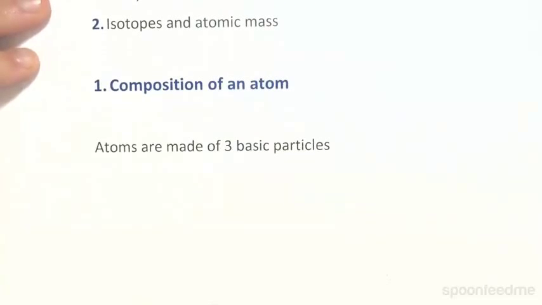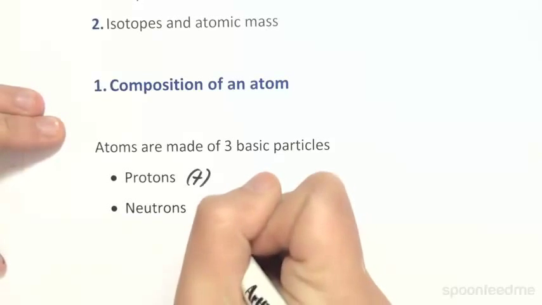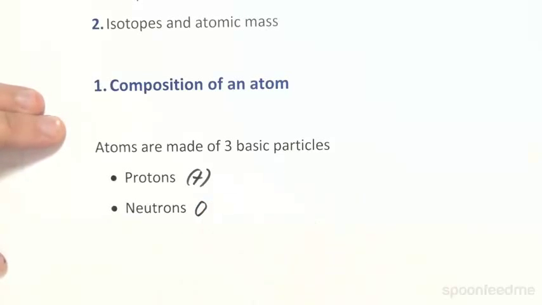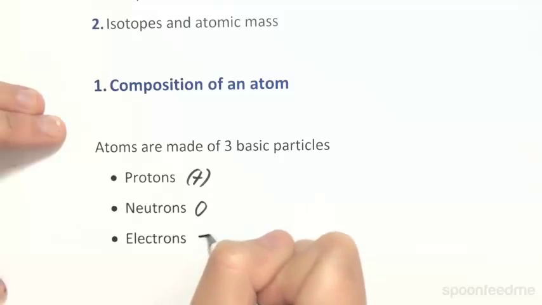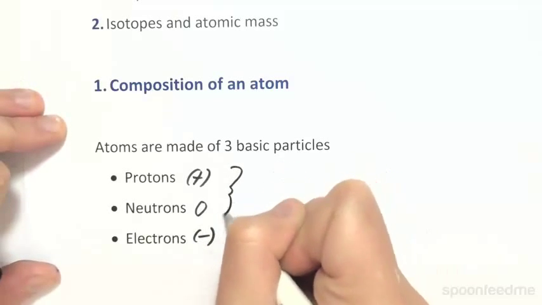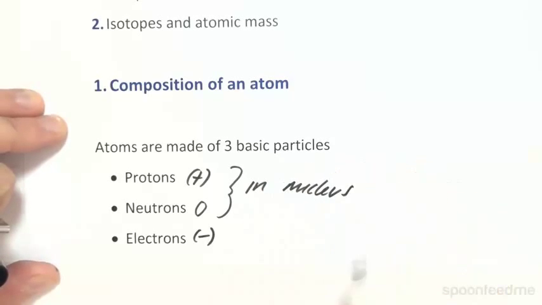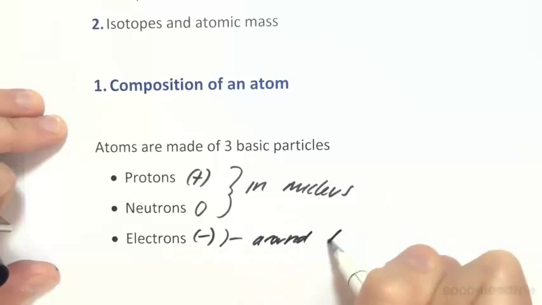Okay, so atoms themselves are made up of three basic particles. They're made up of protons, which are positively charged. They're made up of neutrons, which are neutrally charged, so we'll write that as a 0. And they're made up of electrons, which are negatively charged. Okay. Protons and neutrons are found in the nucleus, whilst electrons are found around the nucleus.